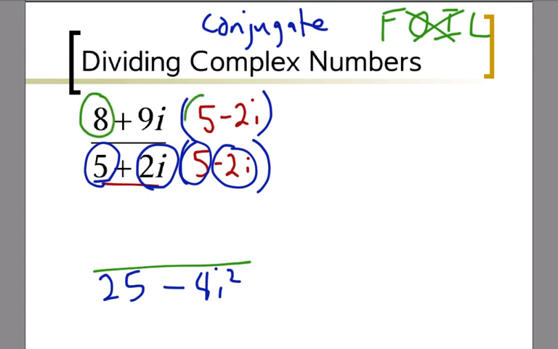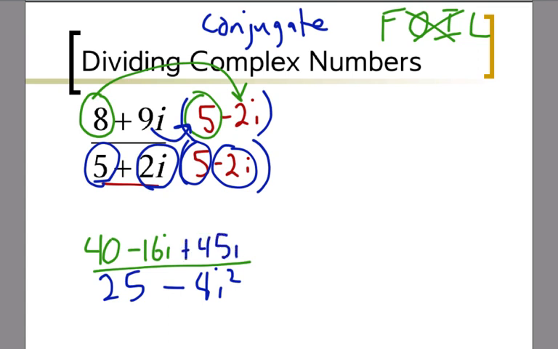So I have to multiply my first, which will give me 40. I multiply my outers, which will give me negative 16i. I multiply my inners, which will give me 45i. And finally, I multiply my last, which would be 9i times the negative 2i, and that should give me negative 18i squared. Okay. Now I need to simplify.